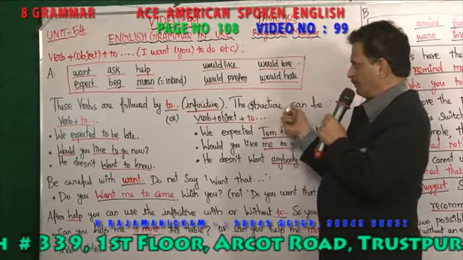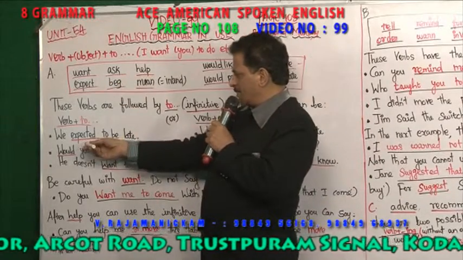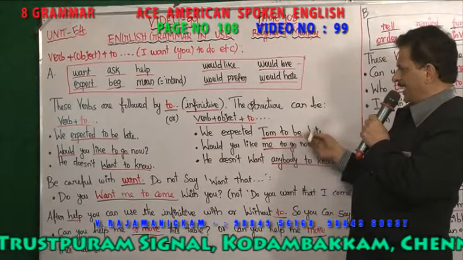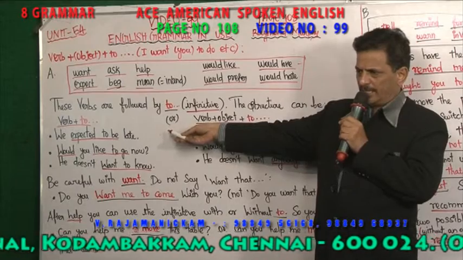The structure can be verb plus infinitive: we expected to be late. Or you can use an object: we expected Tom to be late. Either it can take an object or it won't take an object.